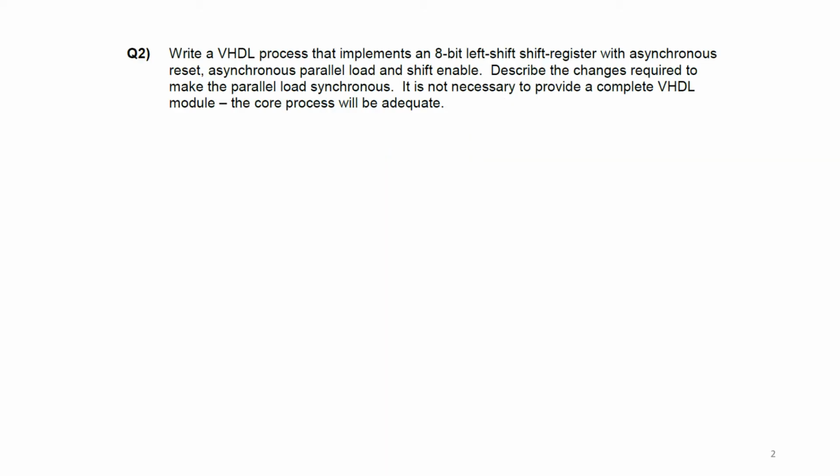Okay, so in this question it says write a VHDL process that implements an 8-bit left shift register with asynchronous reset, asynchronous parallel load, and shift enable. Describe the changes required to make the parallel load synchronous. It is not necessary to provide a complete VHDL module. The core process will be adequate.